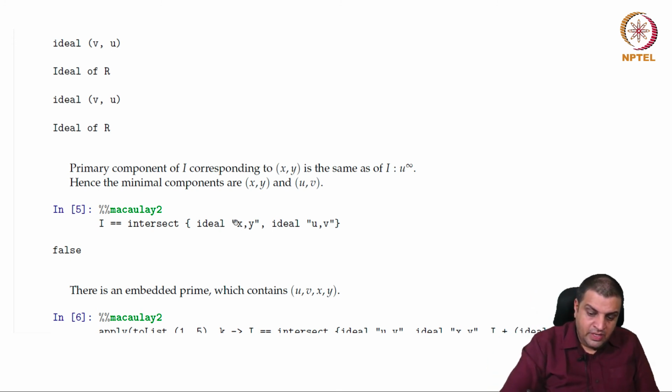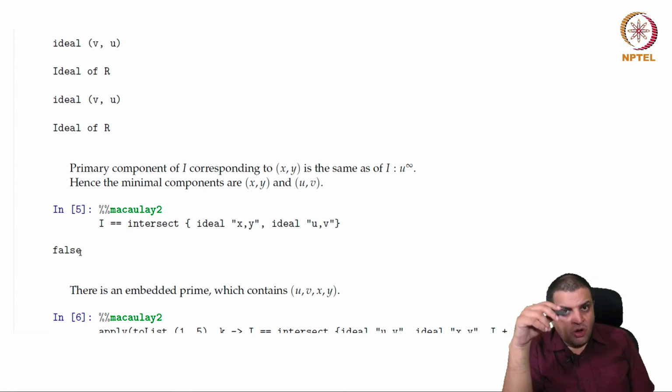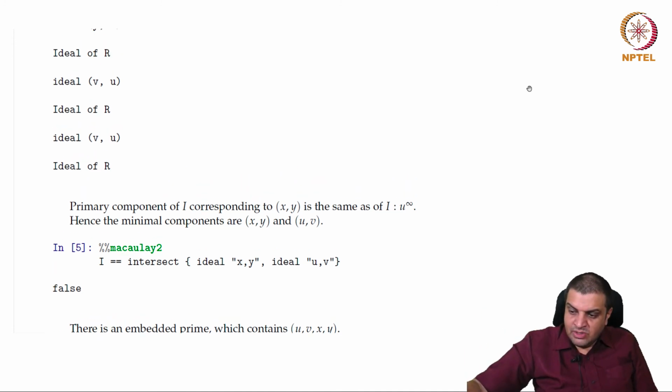Okay, and then we ask to intersect the ideals (x, y) and (u, v). Then we ask, is it the same as I? And Macaulay says no. Which means that there must be a non-minimal associated prime, what is called an embedded prime. But let's see what the calculation says.